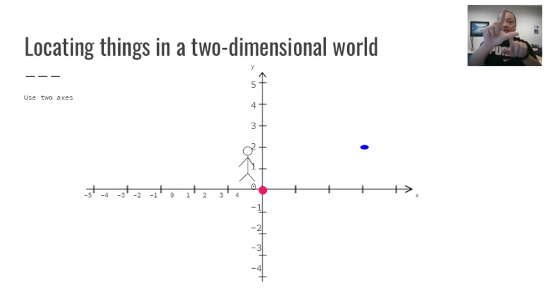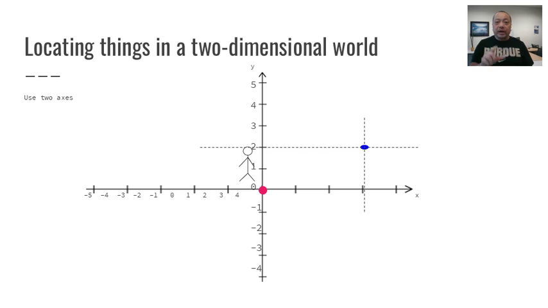The horizontal is called the x-axis. The vertical is called the y-axis. And we make sure they cross each other at the point when they're both at 0. Once we do that and we put it in, we can say that in this case, the big red dot is at the spot where both axes are 0, and people can go there and find it.